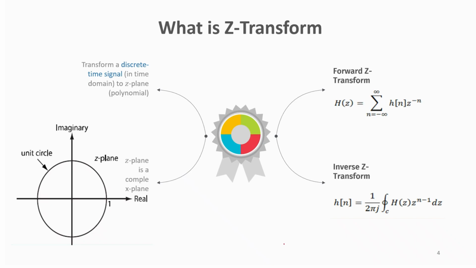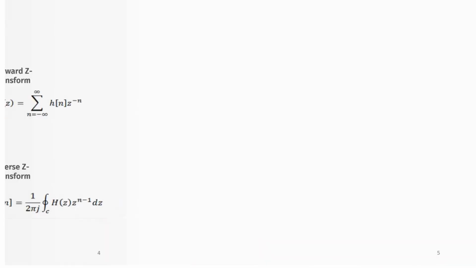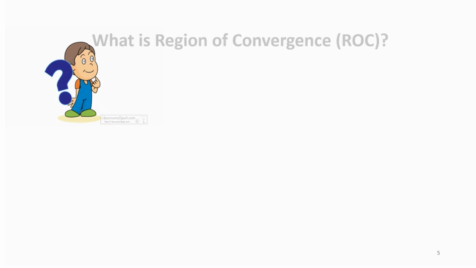The forward Z transform takes a signal in the time domain and converts it into a new form called H(z). This Z domain form makes the system easier to analyze, especially when we want to study stability or design filters. The inverse Z transform does the opposite. It takes H(z) from the Z domain and brings it back into the original time sequence h(n). So, in simple terms, the Z transform is like translating a signal into another language for easier analysis.